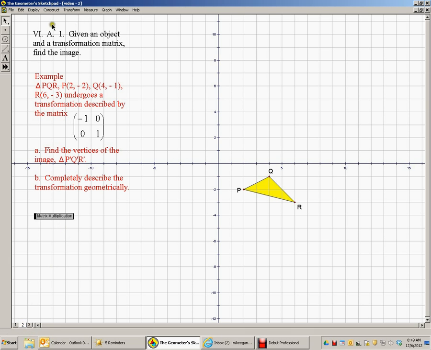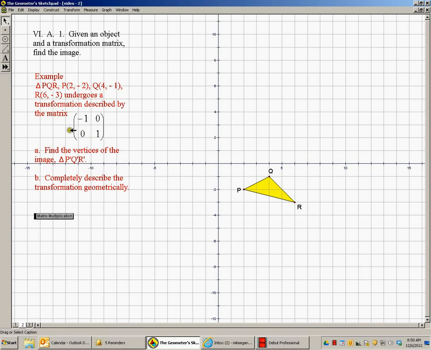Starting with item A1 in that outline: given an object and a transformation matrix, find the image. So here's an example problem. Triangle PQR with these vertices, I've already graphed it, undergoes a transformation described by the matrix, and here's your matrix right here. Find the vertices of its image, and then completely describe the transformation geometrically.